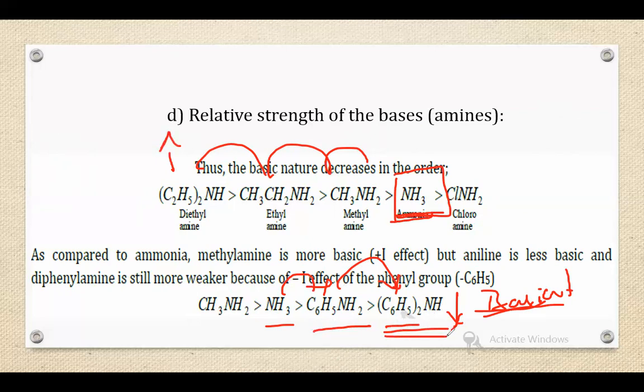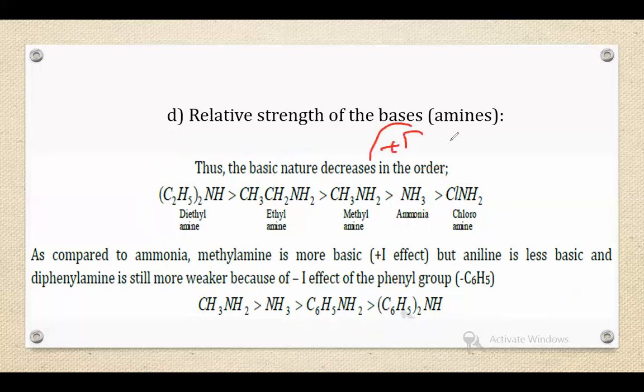So you need to know the basic strength. With the plus I effect, basicity is more, and with the negative inductive effect, the minus I effect, basicity decreases. So this is the inductive effect on the basicity, especially the basic strength of amines. You need to know it. Are you getting it? Okay. Next.